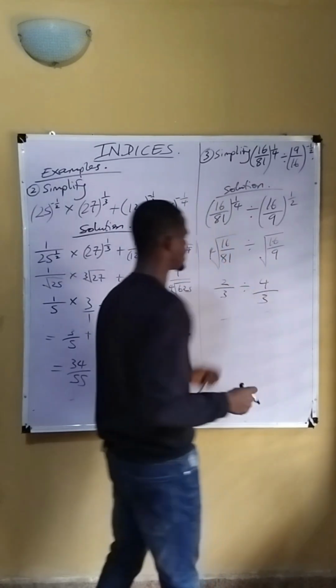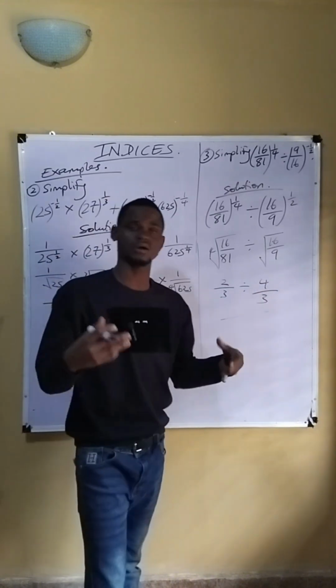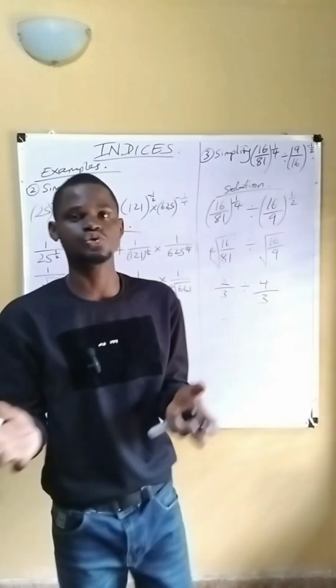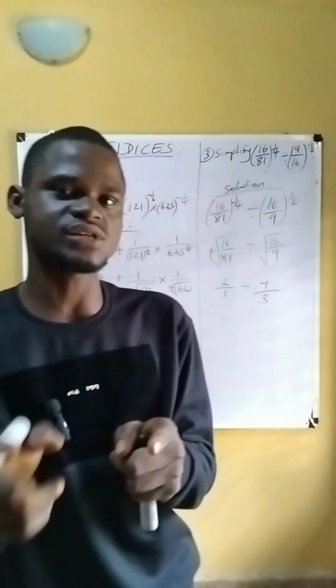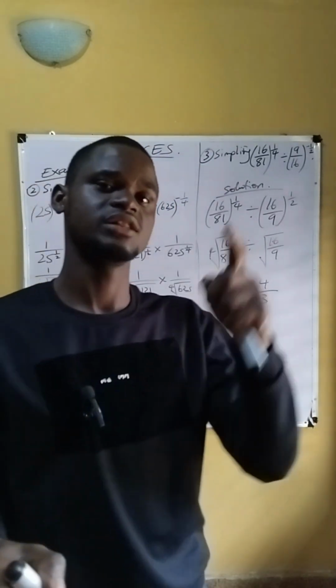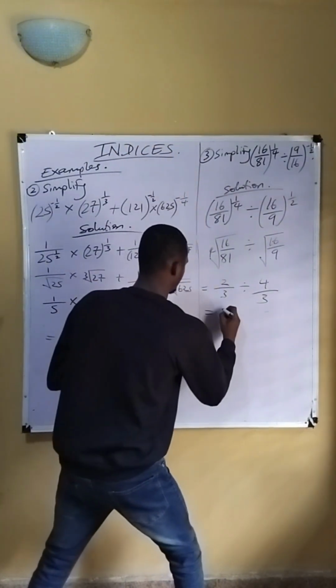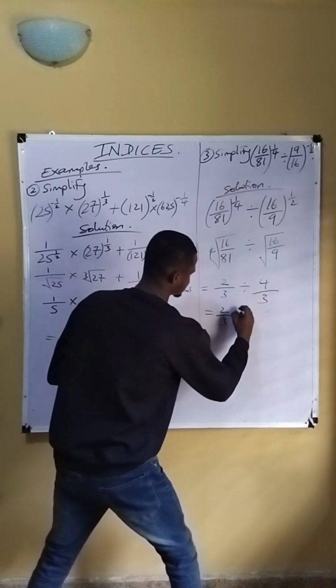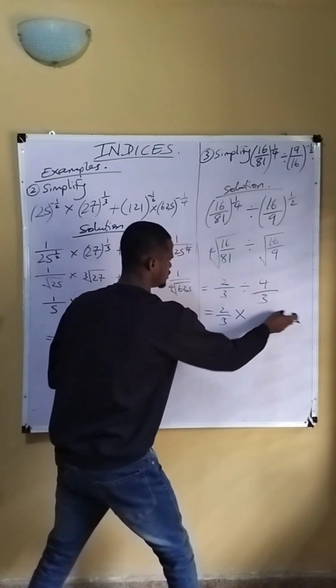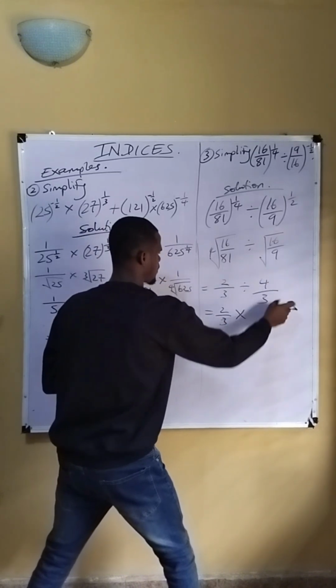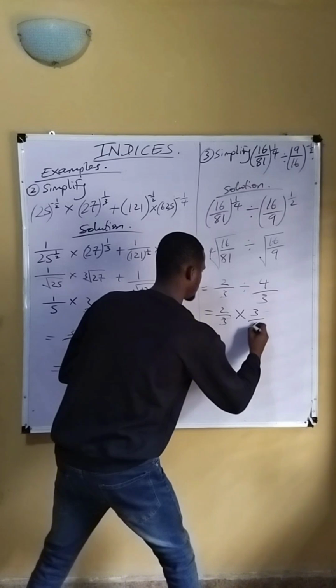Is 3. Now, when you have something like this, this is a fraction, and they are dividing each other, what do you do? You change the division sign to what? Multiplication, and immediately you do that, the fraction after it will be inverted. We are going to have 2 all over 3 times, immediately you change it to times, this fraction will be inverted. 3 will go up, while 4 will come down. I'm going to have 3 all over 4.